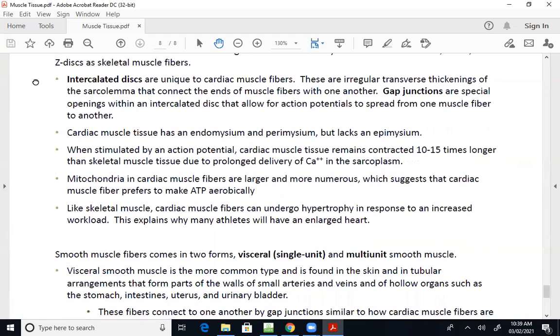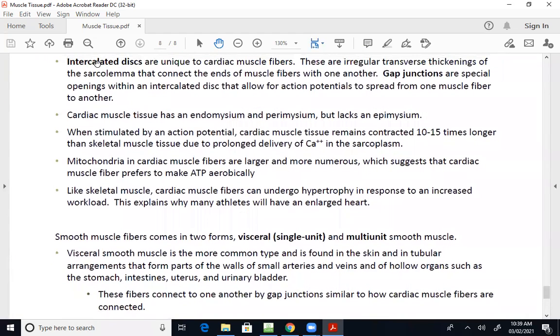Okay? Mentioned earlier that cardiac muscle has what are called intercalated discs, and it's unique to cardiac muscle fibers. These are irregular transverse thickenings of the sarcolemma. Once again, that's the plasma membrane that connects the ends of muscle fibers with one another. Within an intercalated disc are what we call gap junctions, which are special openings that allow for action potentials to spread from one muscle fiber to another. We don't see gap junctions in skeletal muscle.